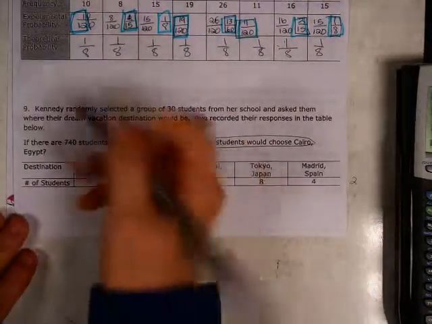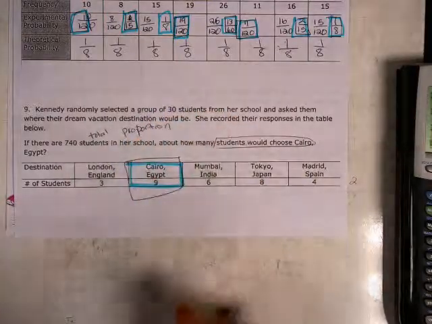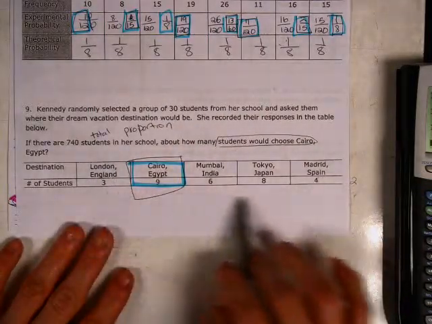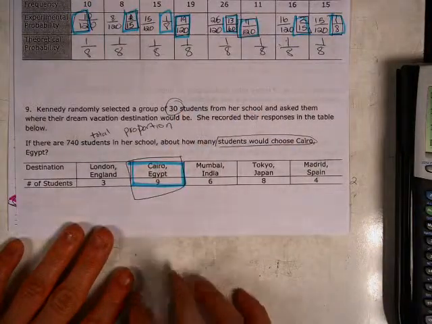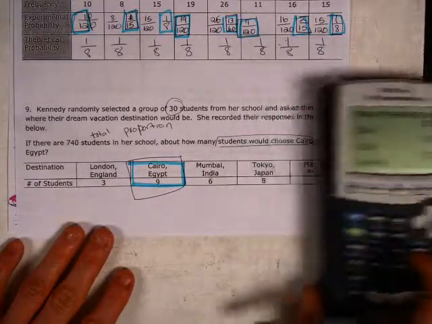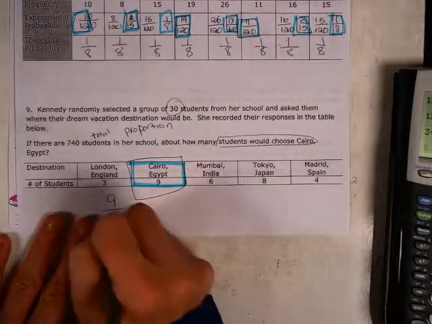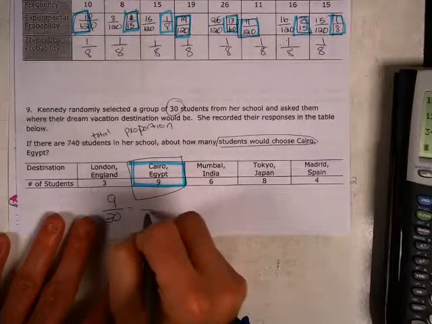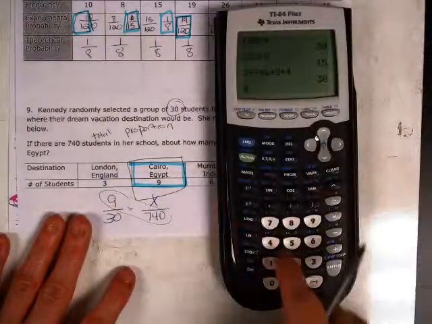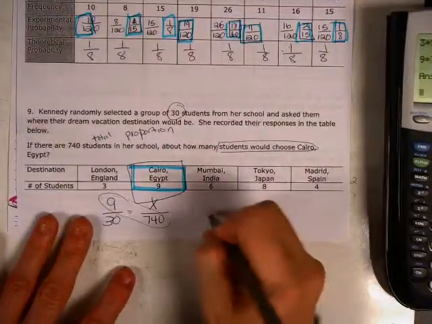Now, we know this is going to be a total. So this is a proportion. And you should get strong enough with proportions that you can just start recognizing them. Now, it is still a probability problem, so we have to know how many people she asked. It tells me a group of 30, but let's just make sure. So we're going to do 3 plus 9 plus 6 plus 8 plus 4. Indeed, it's 30. So 9 out of 30 people like Cairo. And we're wanting the huge sample size of 740. So there's our proportion. So we're going to multiply 9 times 740 divided by 30. And you get 222 students.